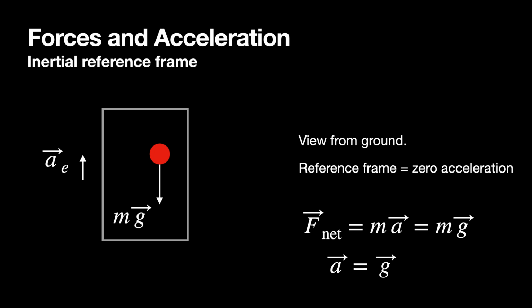So if you look at the forces inside an elevator, from outside the elevator, this is a picture. The elevator is accelerating up. There's only one force acting on it, the gravitational force, and so you get the acceleration is g. This is a reference frame from outside the elevator where it is not accelerating. This is called an inertial reference frame. This is where we make our Newton's second law work, in an inertial reference frame.